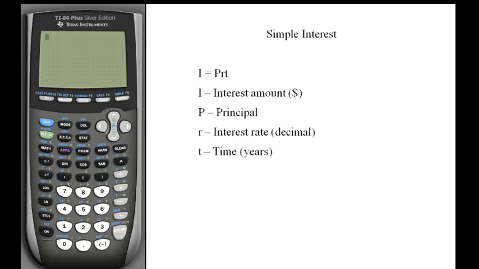So the formula we'll be using is on the screen. I equals P times R times T, where I is the interest amount, and that'll be an amount of money. P is the principal, that's the starting amount of money. R is the interest rate, which we write as a decimal, and T is time, in years. So if we're ever given an amount of time that's not years, we'll need to convert it to years.